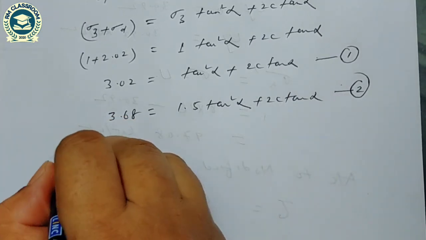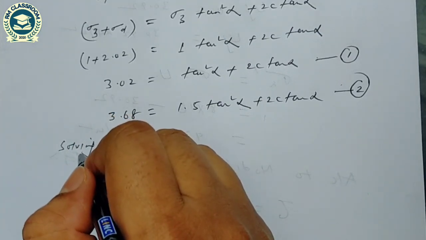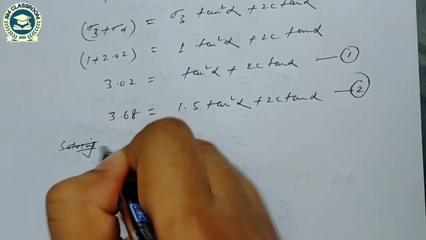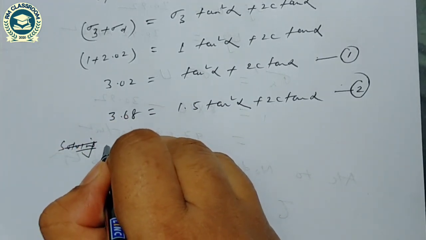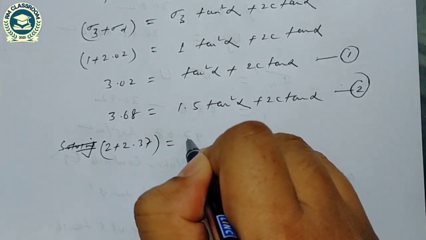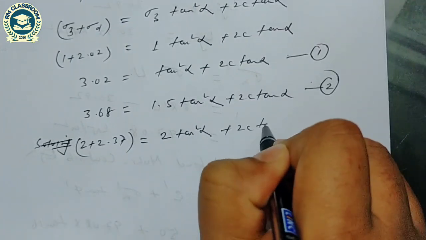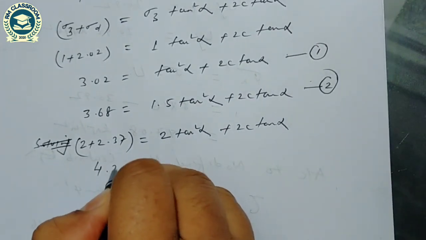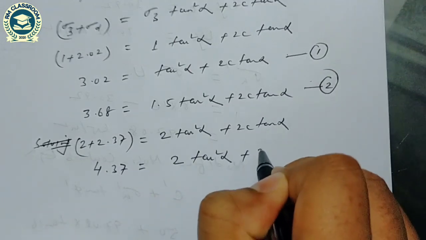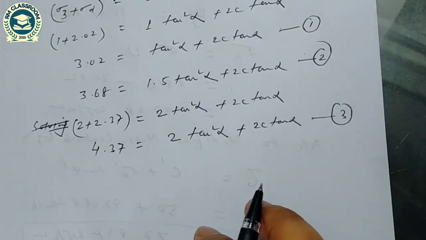So solving, we can write the third equation also: 2 plus 2.37 is equal to 2 tan square alpha plus 2C tan alpha. So it is 4.37 is equal to 2 tan square alpha plus 2C tan alpha. So this is our equation number 3.